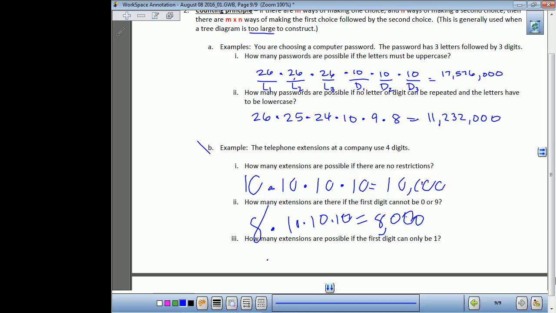Okay, who's got the last one? I do. All right, so the last one. The first digit can only be a 1. So how many choices do we have? 1. And so that leaves us with a total of 1,000.